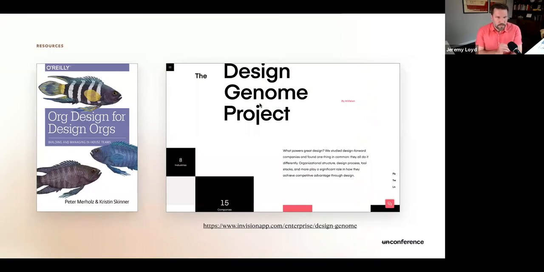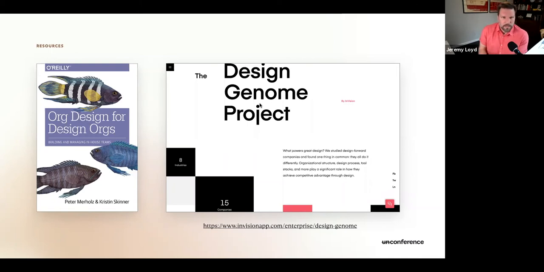If you're interested in diving more into some of these high-level team structures, there's some really interesting resources here. This O'Reilly book, Org Design for Design Orgs, is a great one. It's pretty in-house focused, but if you're an agency like us, there's some really great things you can take away. They do a deep dive into a lot of different parts of team structure and titles and scaling and things like that. So it's a great resource.